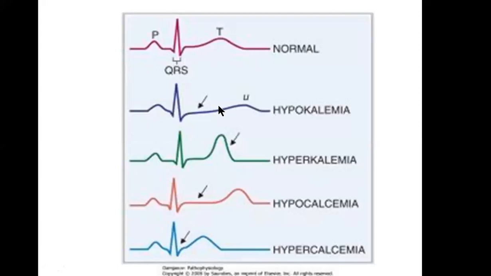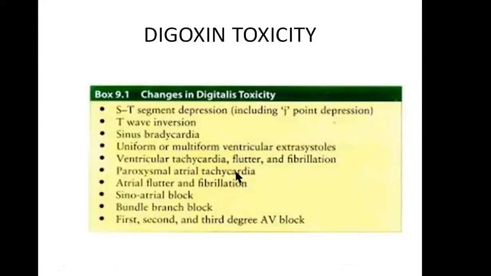This is normal, this is hypokalemia with prolonged QT interval, this is hyperkalemia with tall T wave, and this is hypocalcemia with prolonged QT interval. When you see a prolonged QT interval on a single strip, you can diagnose hypocalcemia or hypokalemia. And if the QT interval is shortened, you can diagnose hypercalcemia.